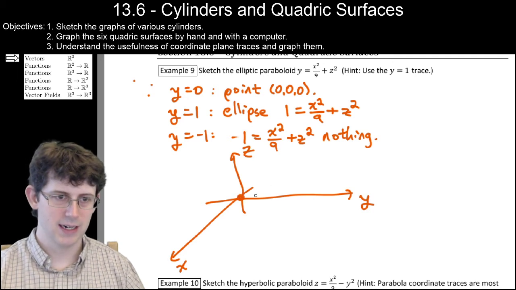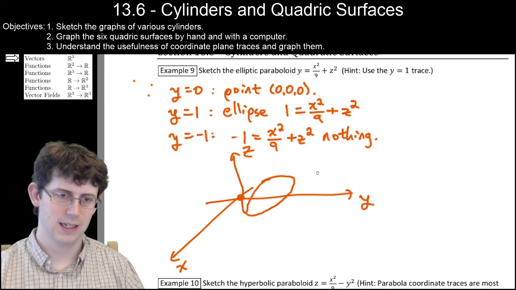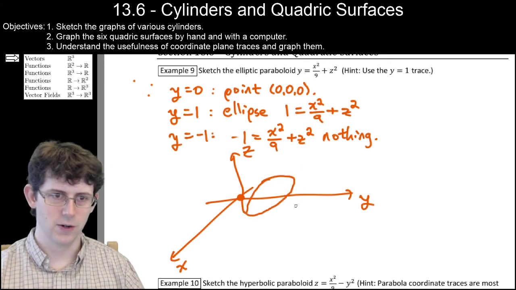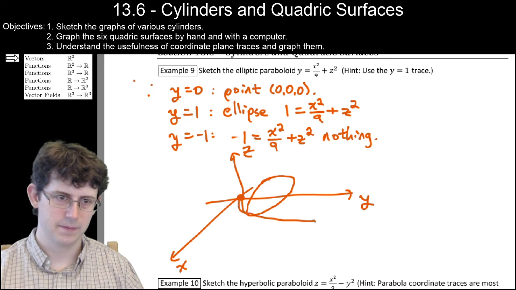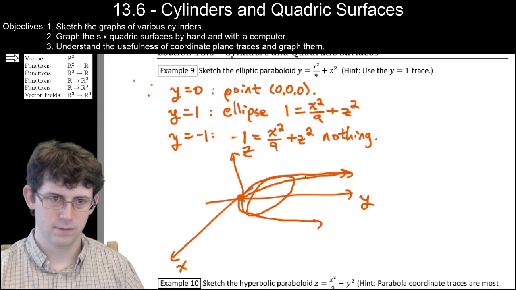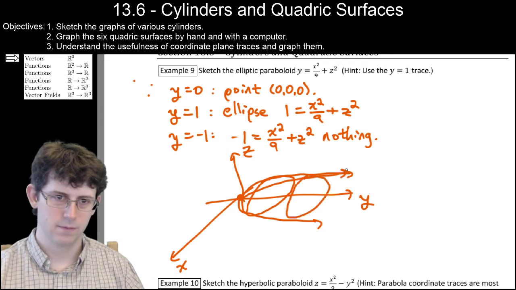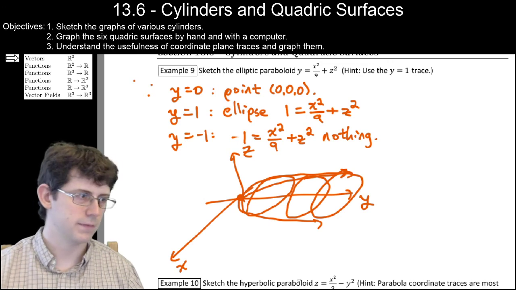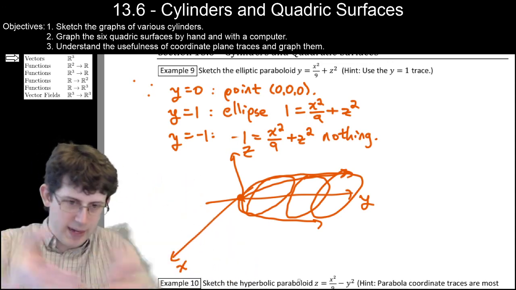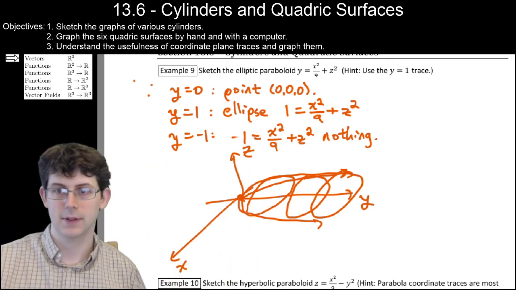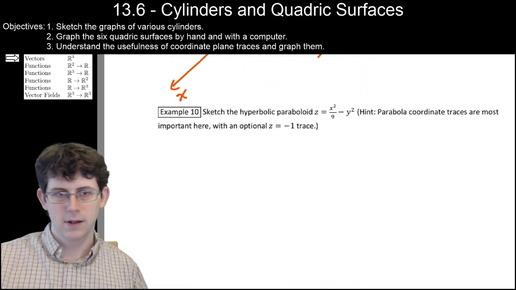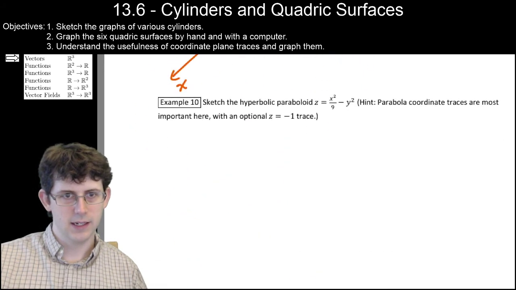So I've got a point here. Out here I have an ellipse. It's longer in the x direction, so it's like this, and then it grows this way. So like a parabola that's expanding outward. Is that good? Yeah, that's good.